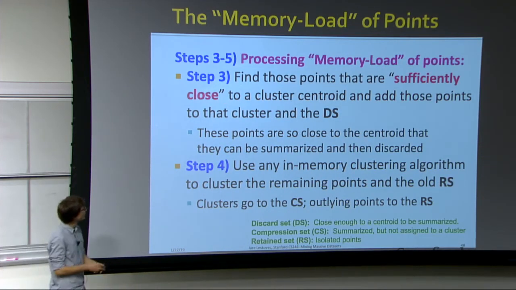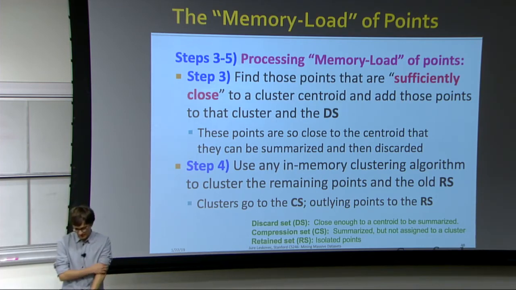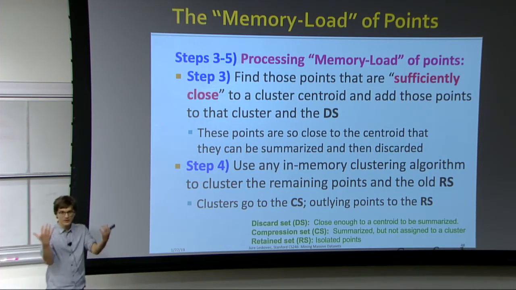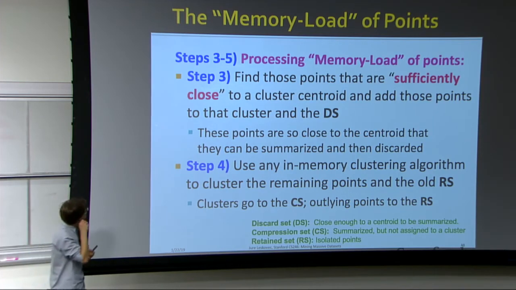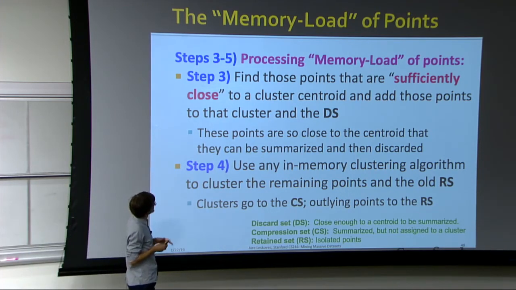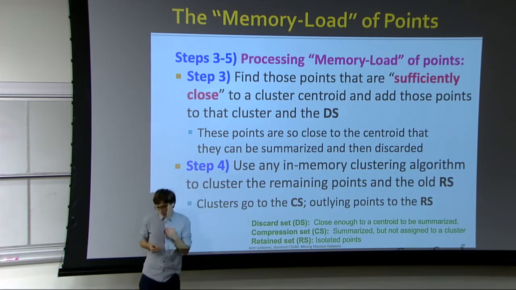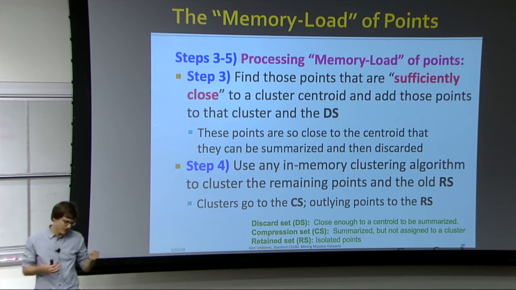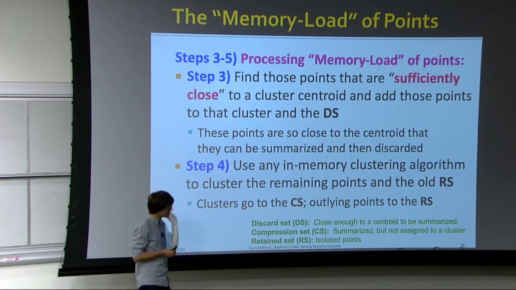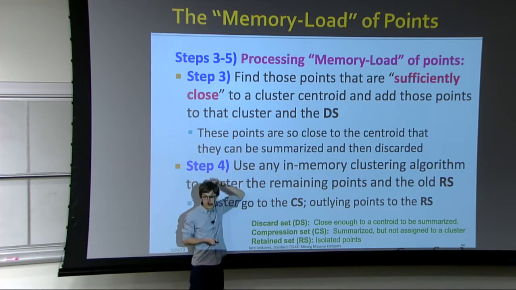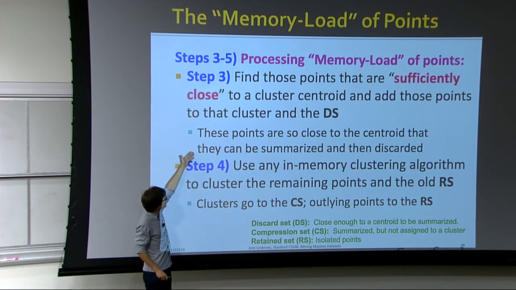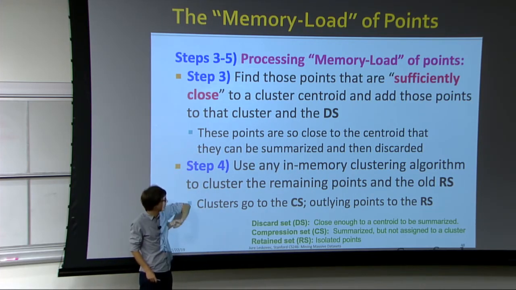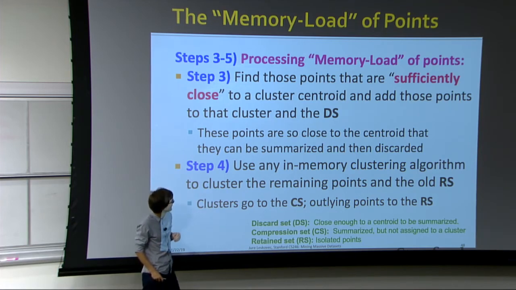Now we need to talk about steps 3 to 5, which is I load the next batch of points and I want to process that, right? So the idea is I want to find points that are sufficiently close to the cluster centroid and add those points to the discard set. Points that are easy to assign to the existing clusters, I just assign. These points are so close to the centroid that they can just be summarized and thrown away, and I don't have to worry, right?